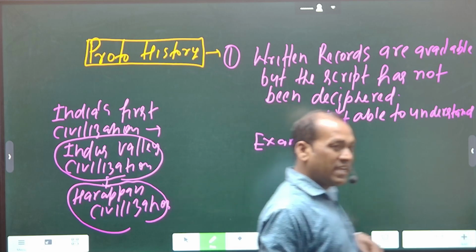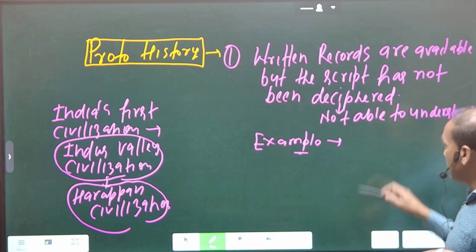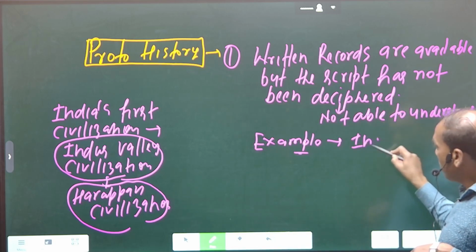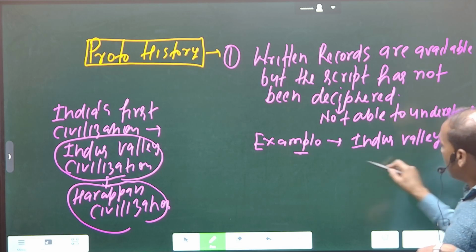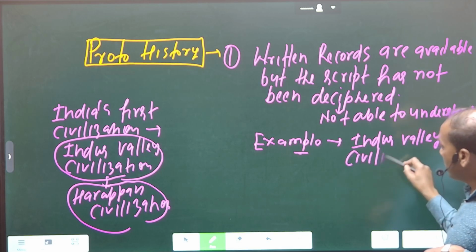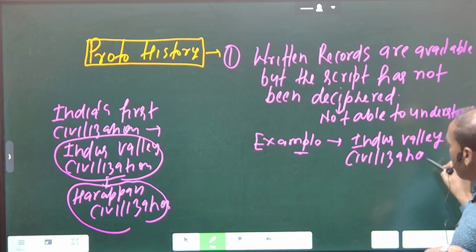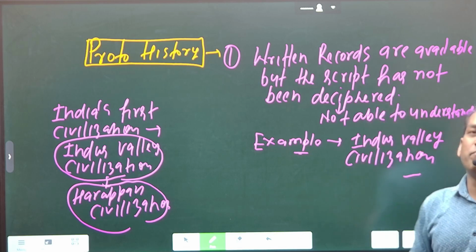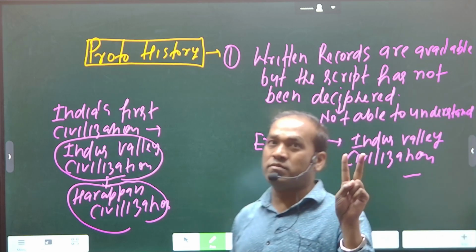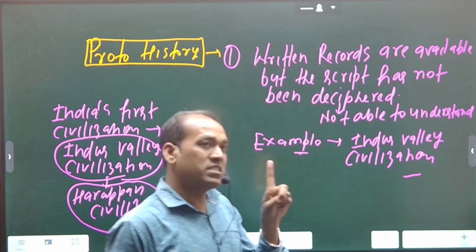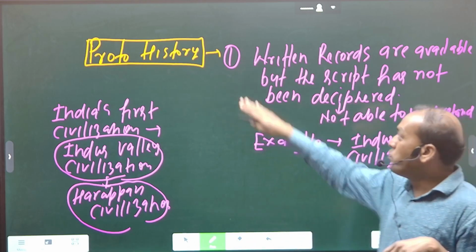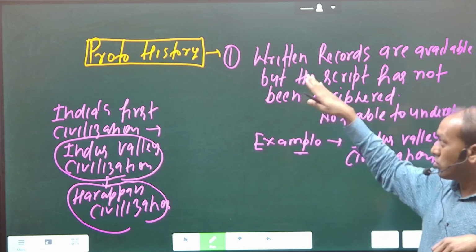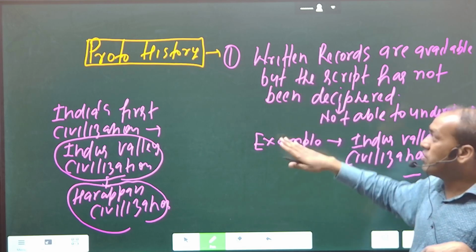Here, as an example, you can take Indus Valley civilization. Okay, so now I have completed your two terms. First, prehistory, I have already completed. Second, proto history. So this proto history I have completed here.